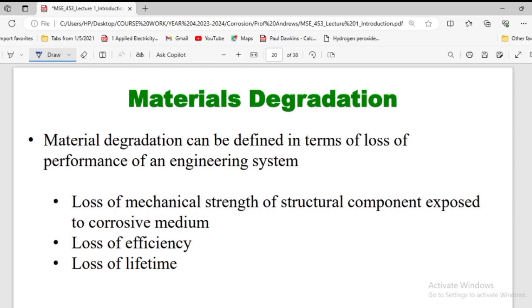Now let's look at, still under material degradation. Material degradation can be defined in terms of loss of performance of an engineering material or of an engineering system, because the material has lost performance. It cannot perform its intended function, right? And with this, we know that it can lead to loss of mechanical strength, the tensile strength, all that. Due to what? The component being exposed to what? Corrosive medium. We have loss of efficiency, yes, and also loss of lifetime.